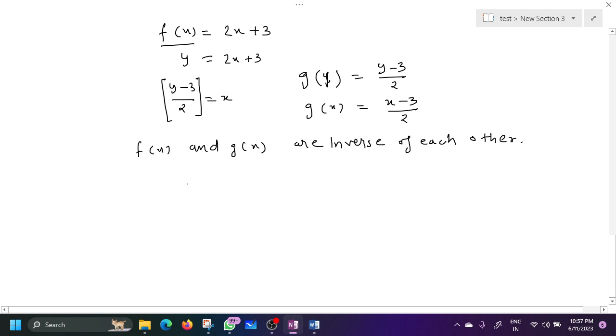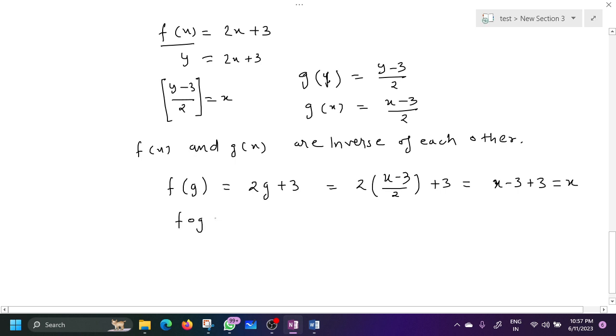So how will you find whether I am true or wrong? Let's compose these functions. f inside g will give you 2g plus 3, and g is what? 2 times (x minus 3) over 2 plus 3, which will give you x minus 3 plus 3 is equal to x. So it means fog is equal to x, the identity function.